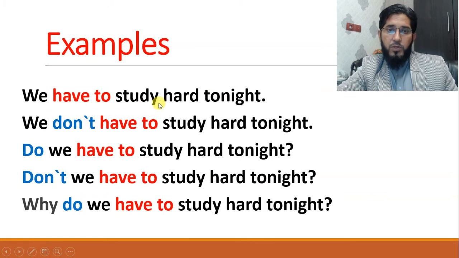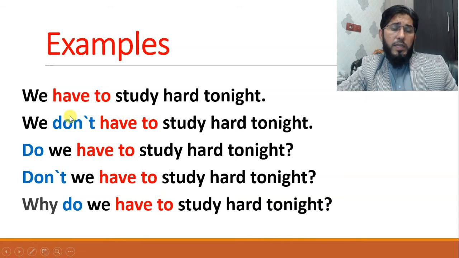Affirmative: we have to study hard tonight. Look, subject, have to, and study. The main verb comes in base form. We have to study hard tonight. So it's our obligation to study hard tonight because we have an exam tomorrow, for example.